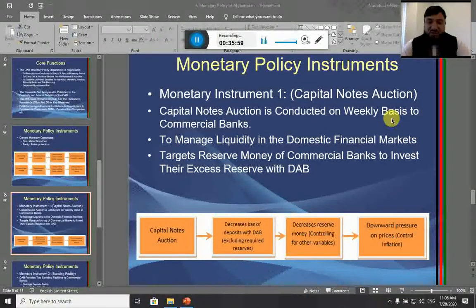So how does this operation take place? Capital notes are auctioned by the central bank, which decreases the banks' deposits, right? Because they purchase that money. When they purchase the capital notes, it decreases the bank deposits, decreases reserve money, and also there's a downward pressure on the prices. And by this, the inflation is controlled.